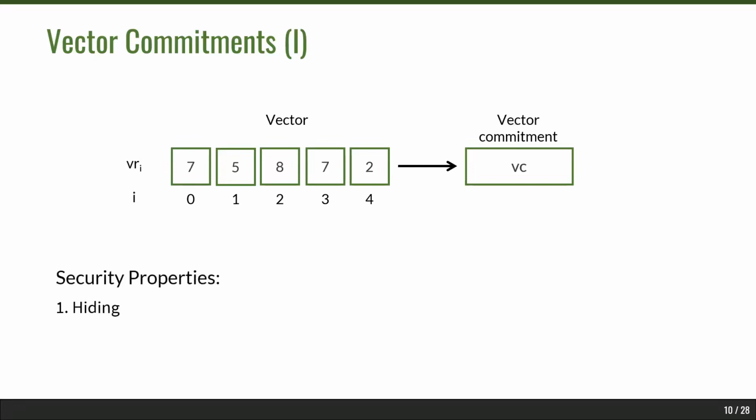The vector commitment scheme we use in our protocol guarantees two security properties. The first property is hiding, wherein the vector commitment does not reveal any information on the contents of the vector itself. And the second property is binding, which basically means that you can't have a vector commitment that commits to two different vectors.